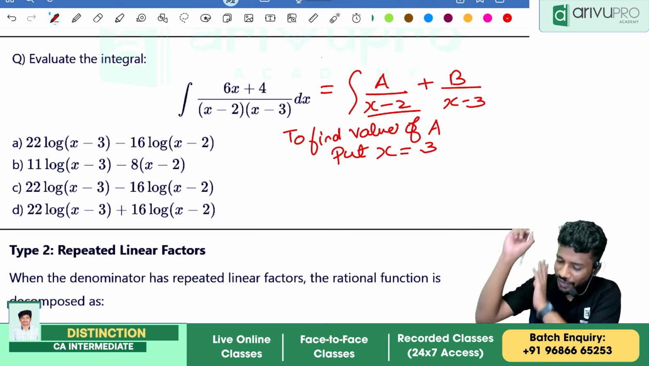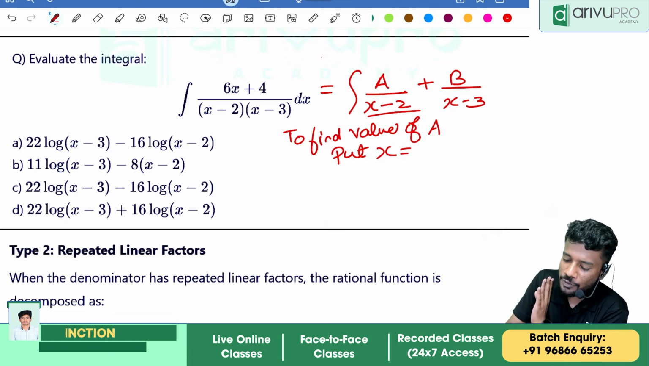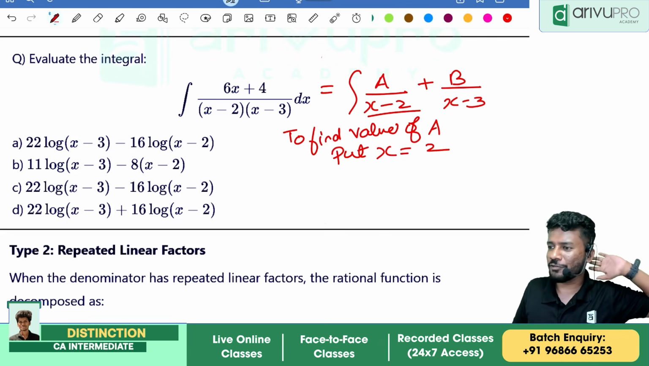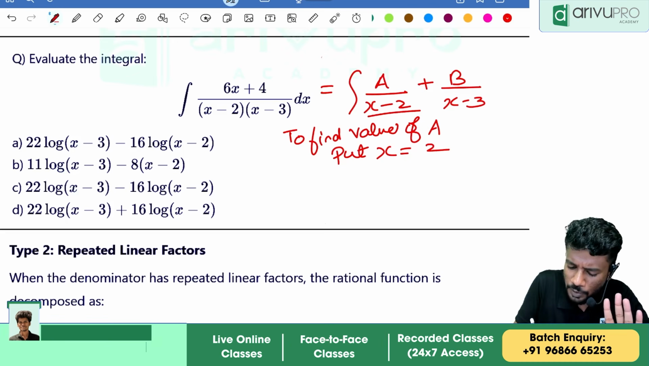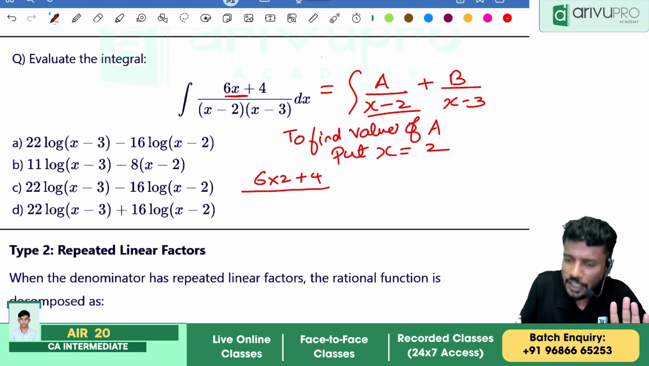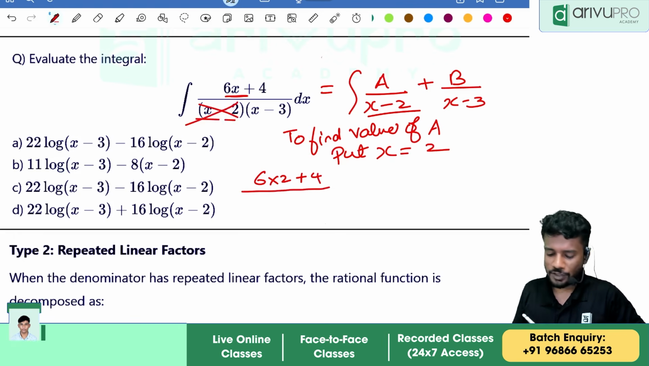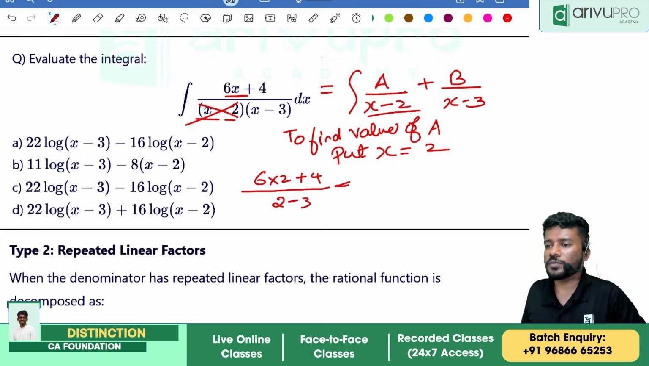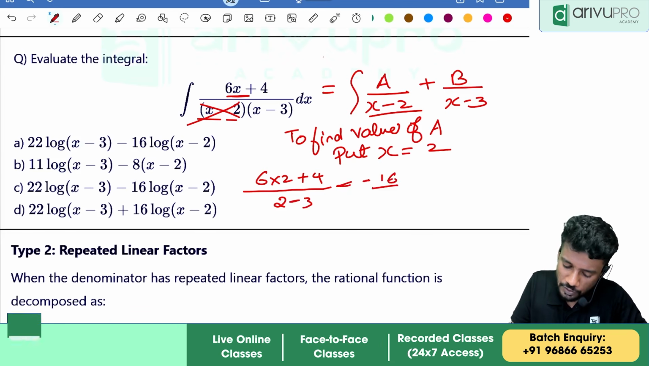In order to find the value of a, we should put x equal to 2 and ignore b. What do you mean by ignore b? Terms containing b. We will check. So if you put 6 into 2 plus 4 divided by, ignore b means we will not consider this. What is remaining? X minus 3, that is 2 minus 3. So a is equal to how much? 12 plus 4 divided by minus 1, that is minus 16.